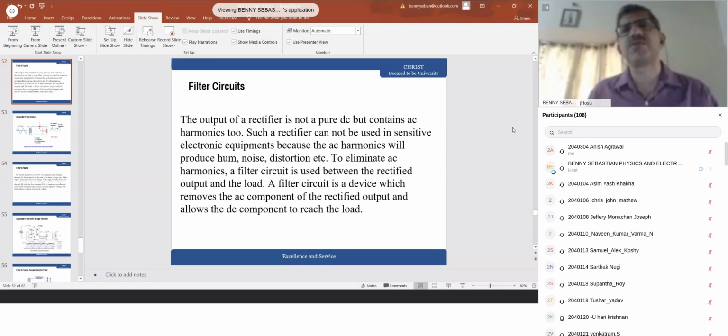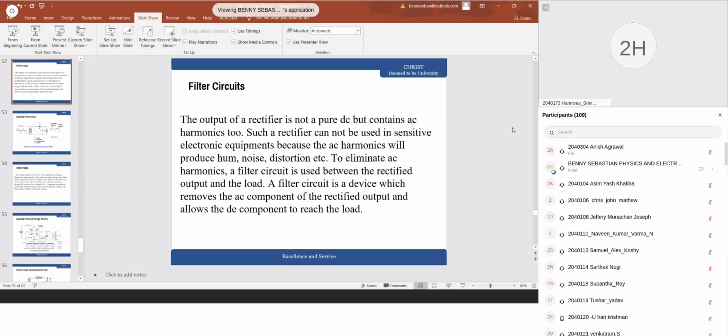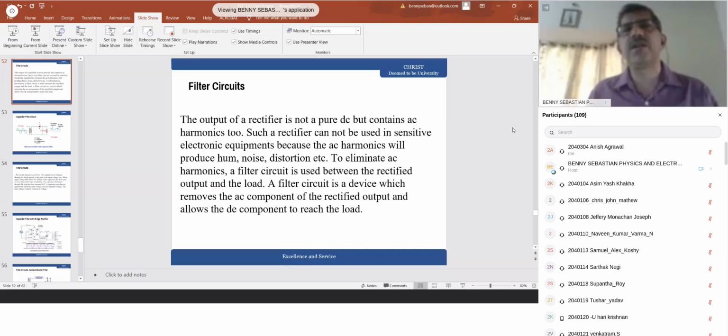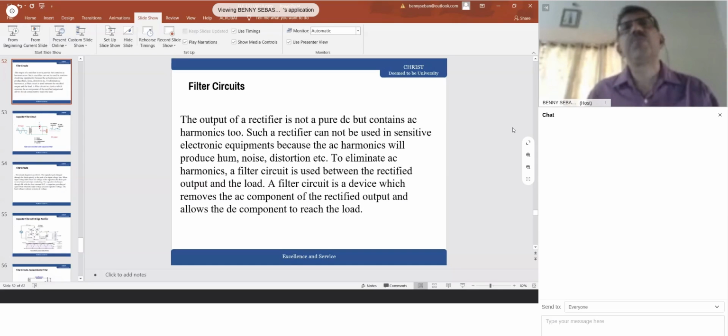Down, because 220 volt, we don't want that much voltage, it's not required. Suppose you want that much voltage, it means your DC output will also be a high DC voltage. But in most applications, we don't require that much DC output voltage.